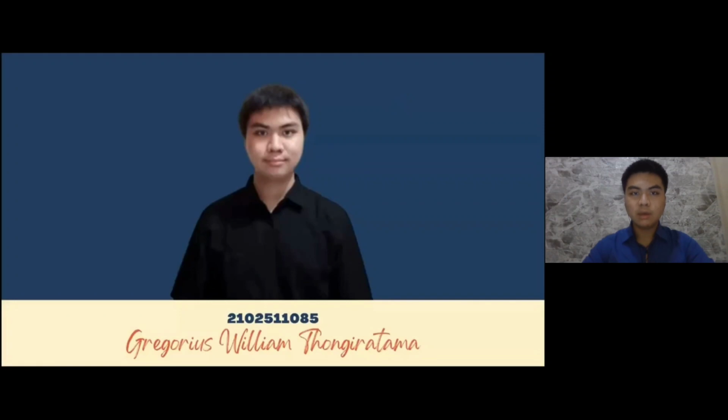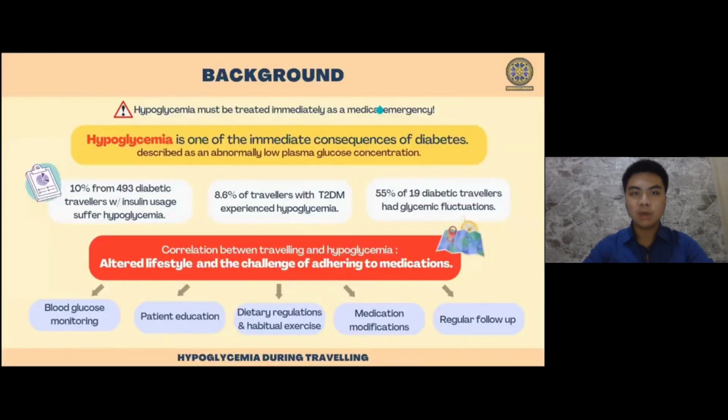Good morning. My name is Gregorius Thongiratama with the last digits of student number 085. Now, I'm going to explain about the background of our student project. Hypoglycemia, as an abnormally low plasma glucose concentration, is a medical emergency that needs to be treated immediately because it can lead to organ damage or even death abruptly. Hypoglycemia frequently happens in someone as a result of diabetes condition.